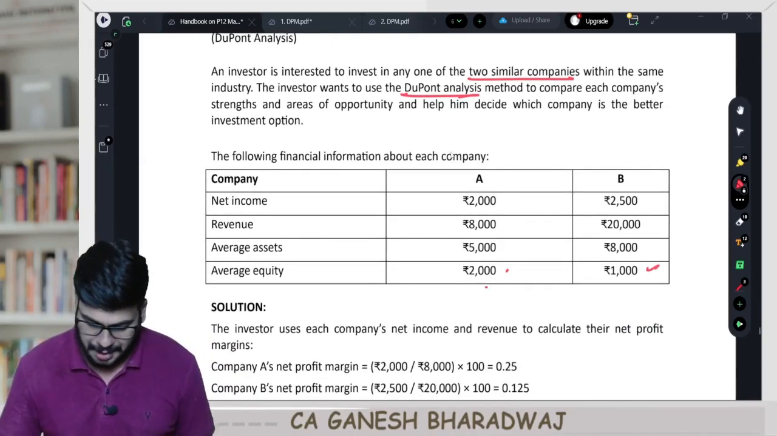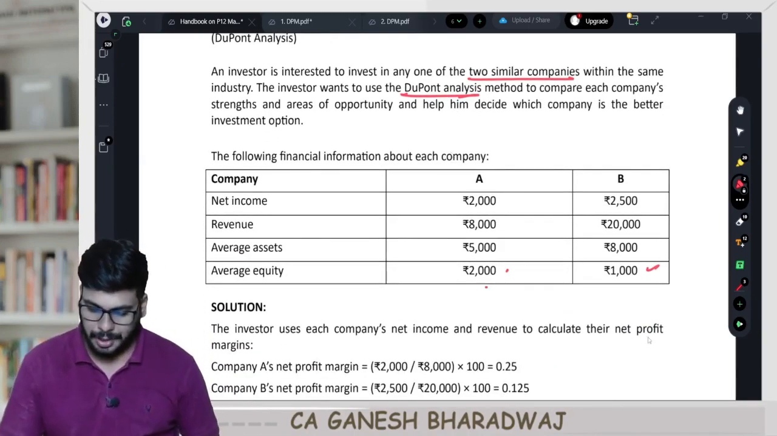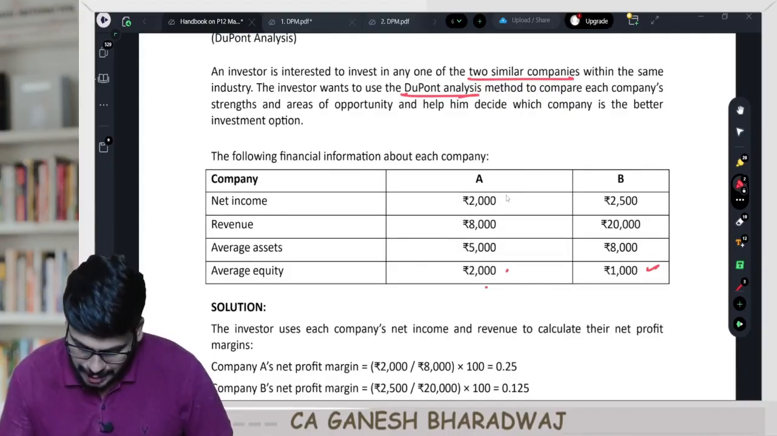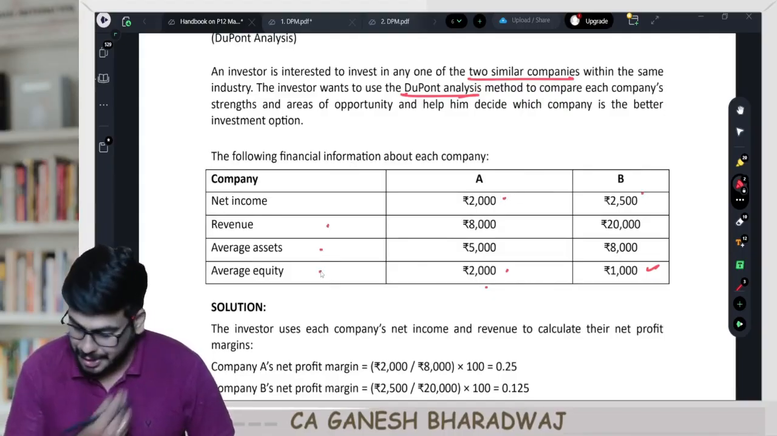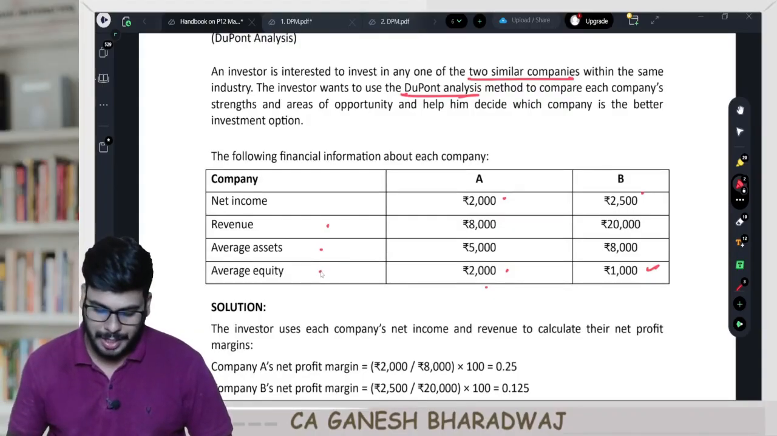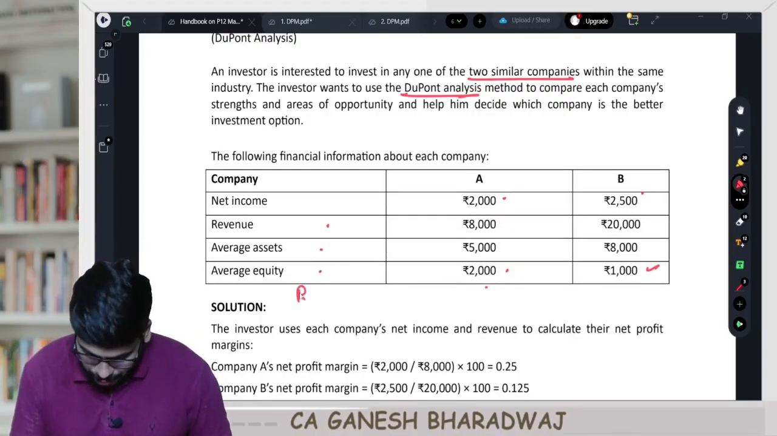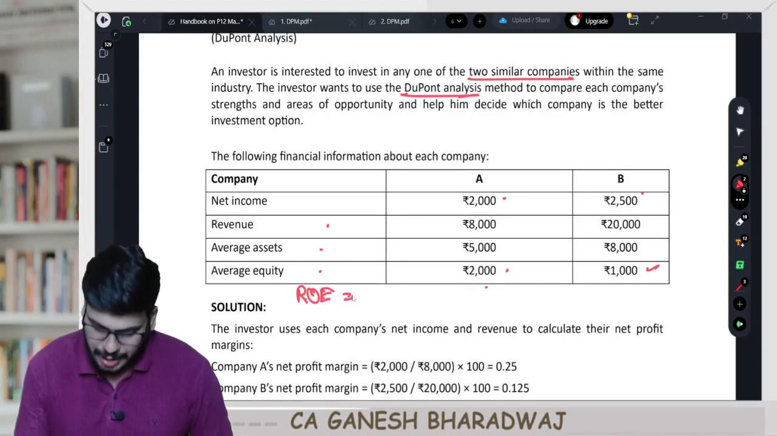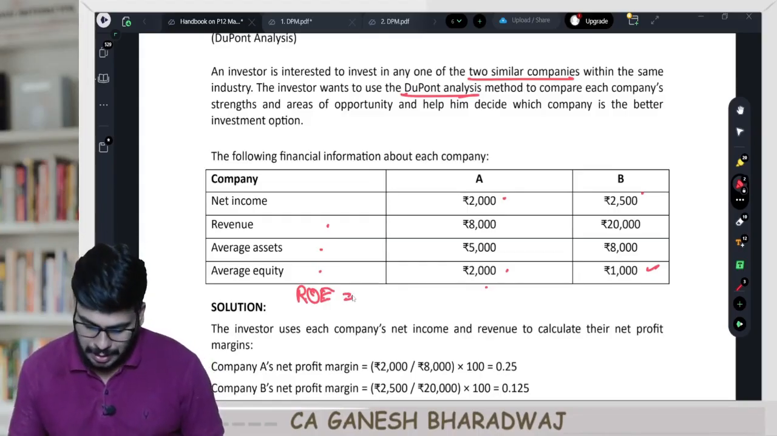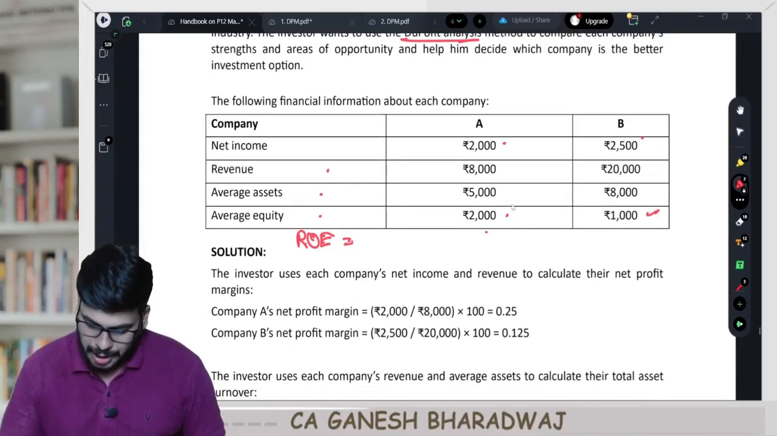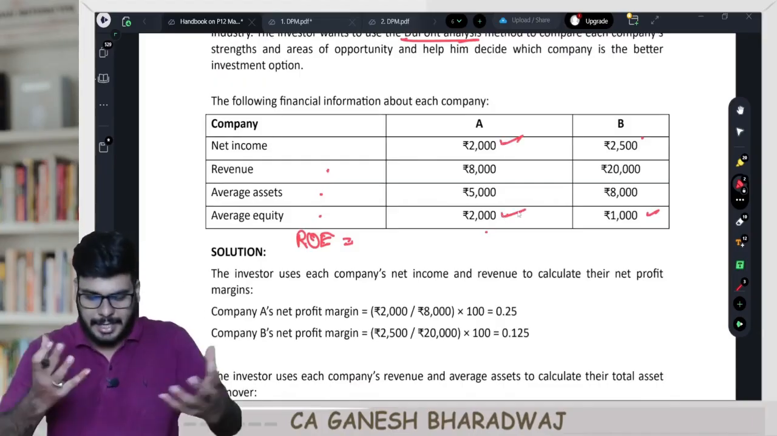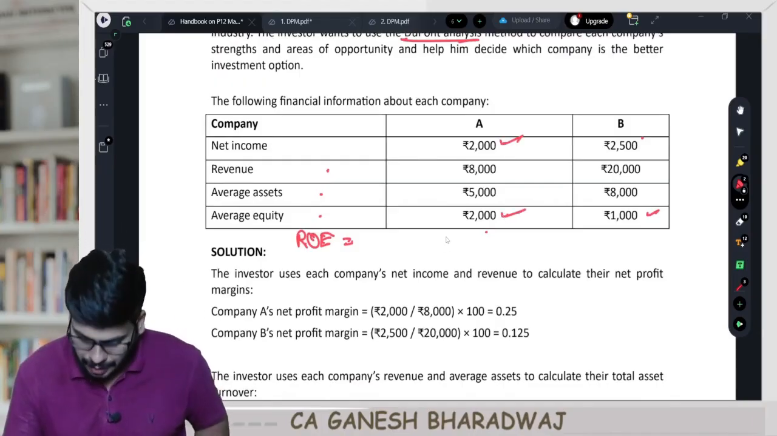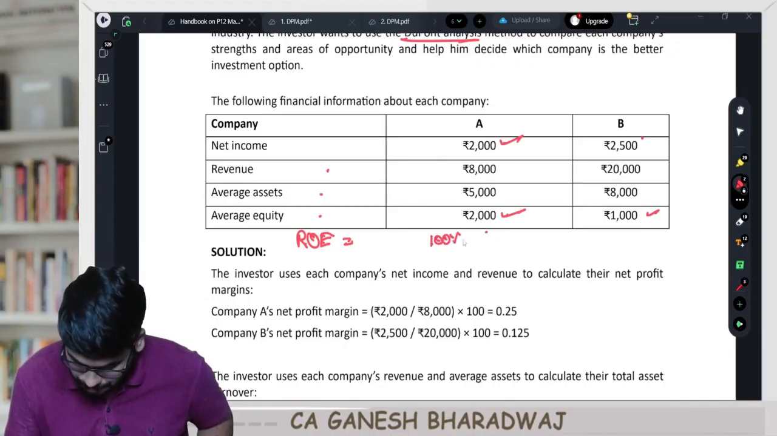Fine. What have they mentioned here? The following is the information about the companies. Net income is given, revenue, average assets, average equity. So now, guys, what do you have here? Let's calculate the return on equity directly. Return on equity for company A, how much is it? The return on equity is going to be 2000 divided by 2000, the net income divided by the equity. It's going to be 100%, correct?